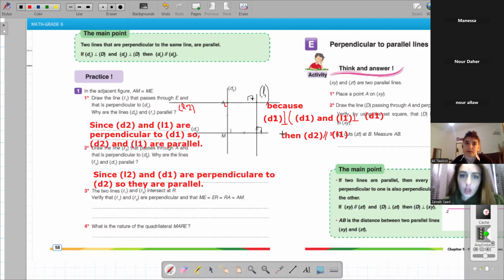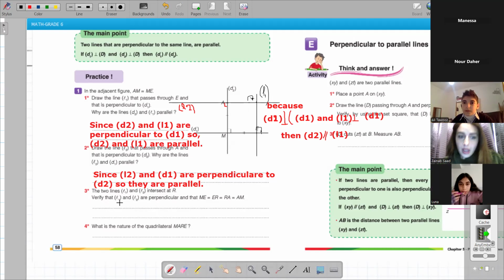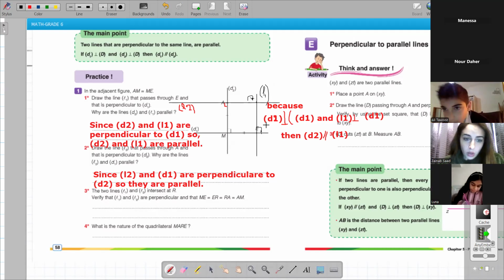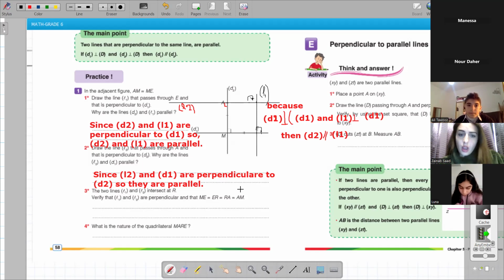Verify that L1 and L2 are perpendicular and that ME equals ER equals RA equals AM. Actually, I don't want this one, because I don't want to enter this information for now. You can just let them meet at R, but I don't want to verify this for now. We're going to verify it later. And even part 4, I don't want it. We're just going to do parts 1 and 2.